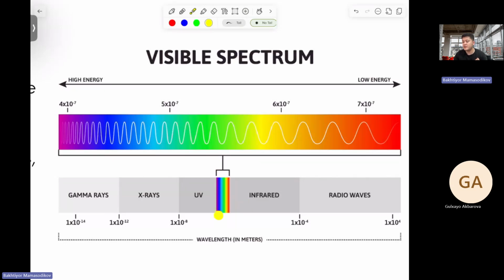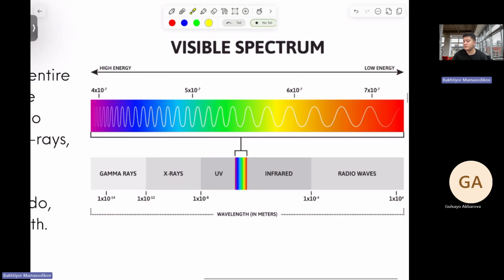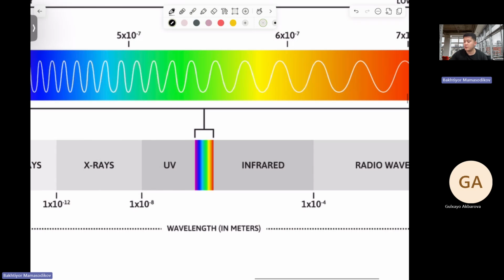And this is the visible light. This is just the light that we can see. We cannot see infrared, radio waves, UV, X-rays, or gamma rays. This is the visible light which we can see. It's the only electromagnetic wave that we can see. It extends from 400 to 700 nanometers. It's used in endoscopy and retinal imaging.